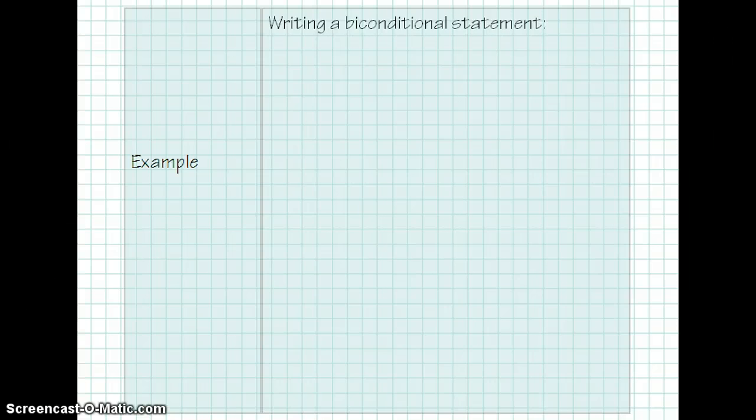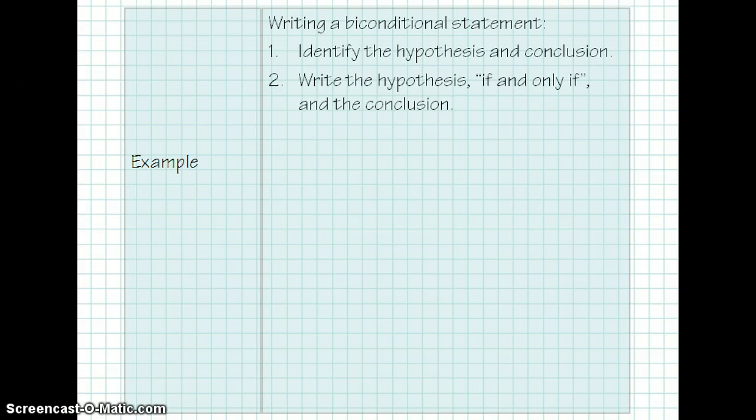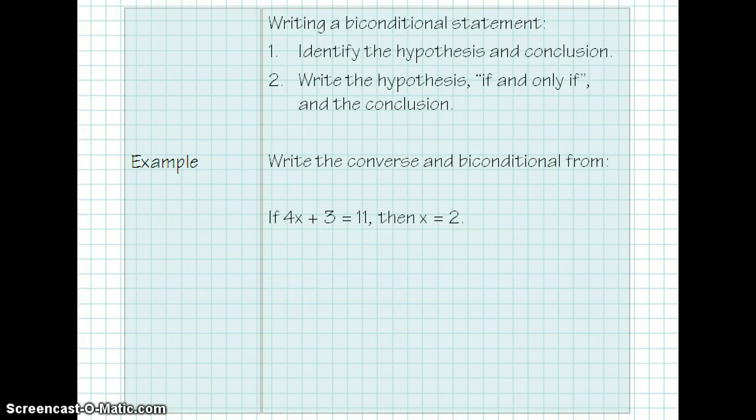Now, writing a biconditional statement is basically the same idea. You identify your hypothesis and conclusion, you write your hypothesis, put the words if and only if, and then you put the conclusion. So again, the word then is not in a biconditional statement. If I have this statement, if 4x plus 3 equals 11, then x equals 2, I'm going to turn that into a biconditional. My hypothesis is 4x plus 3 equals 11. My conclusion is x equals 2.